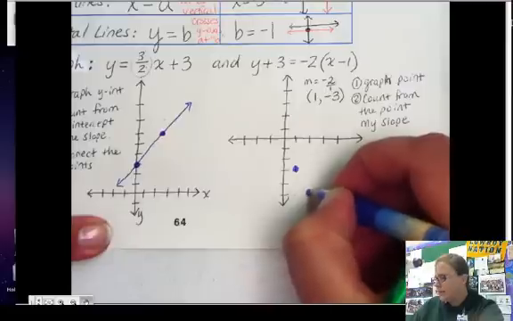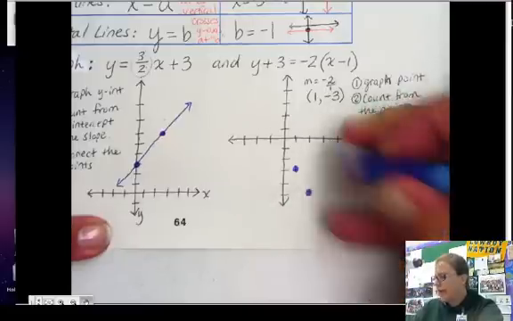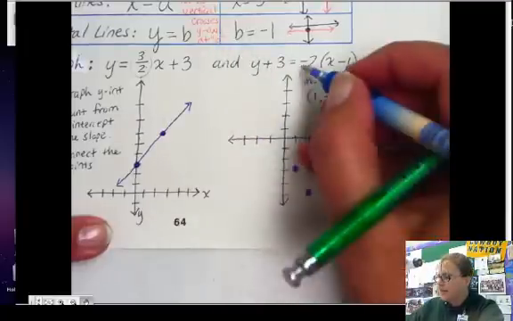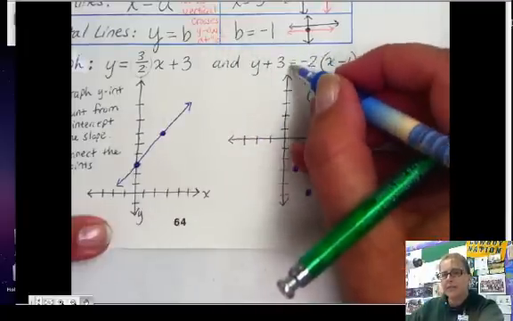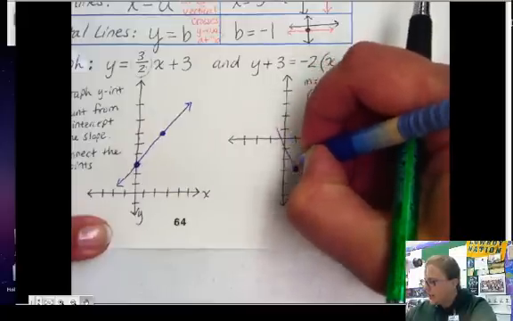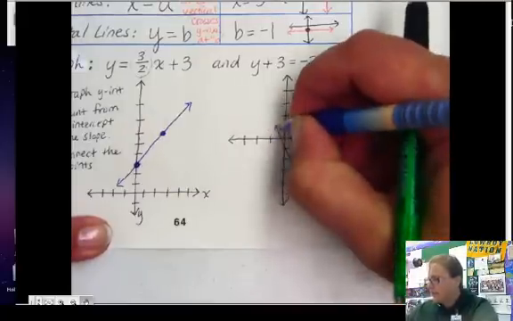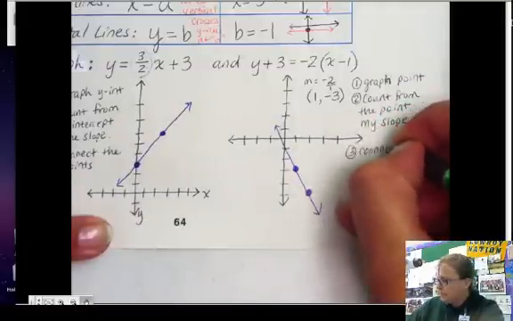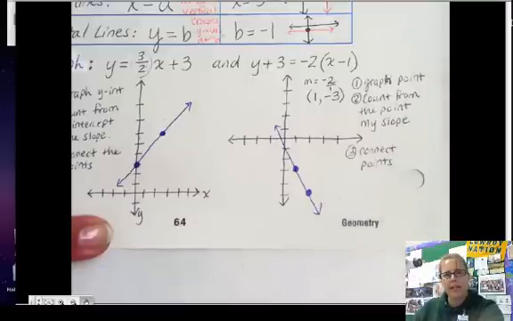And you always double check. This is going to give me a negative slope. Is that what I want? Yes, I do, because this has a negative slope there. So you're going to continue and connect the dots is my third step. And there I just graphed that line.